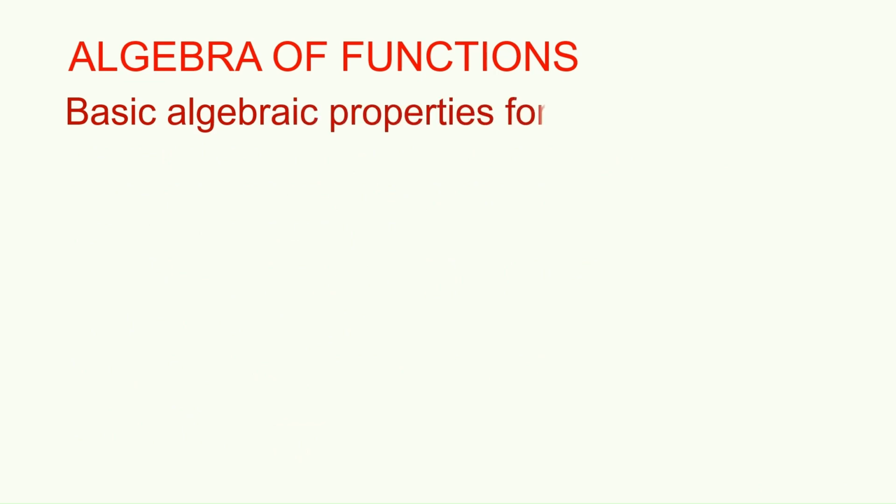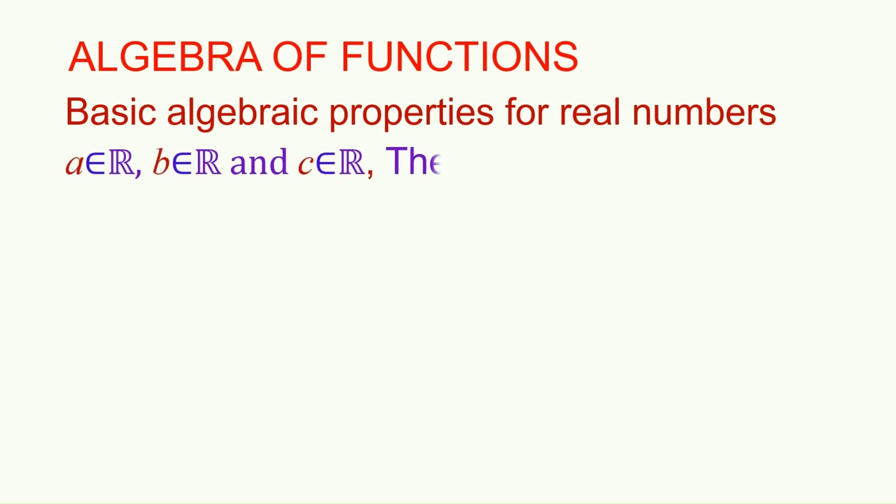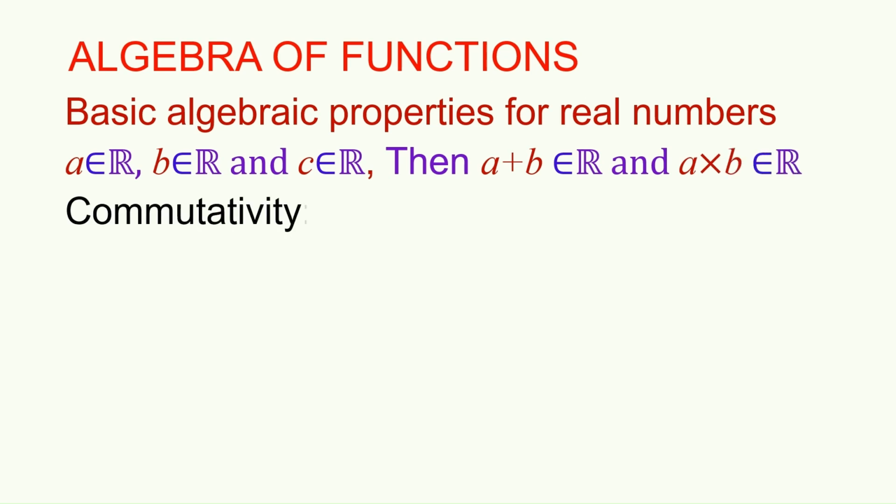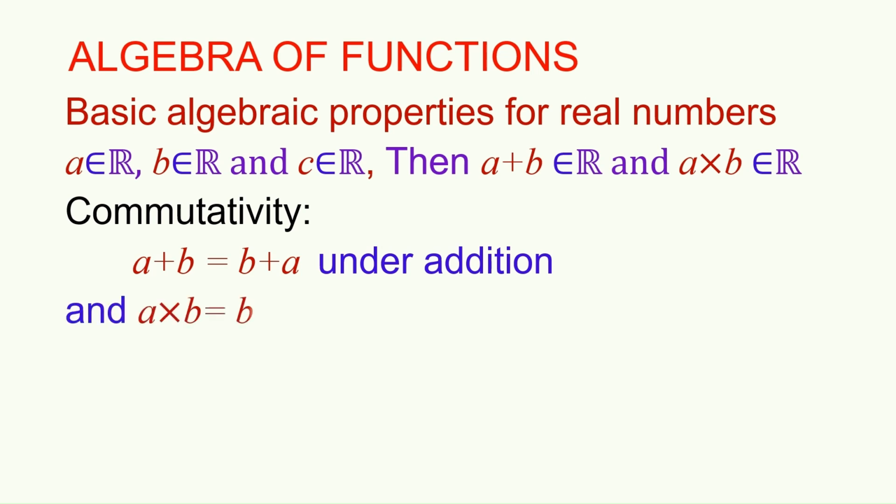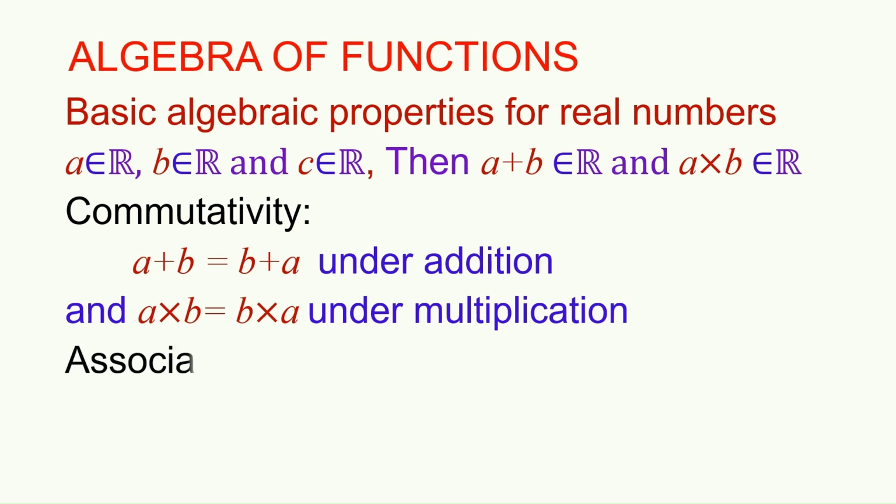Basic algebraic properties. For real numbers a, b, and c that are elements of the set of real numbers, then a plus b is also an element of the set of real numbers, and a times b is an element of the set of real numbers. Commutative rule applies. A plus b equals b plus a under addition, and a times b equals b times a under multiplication.